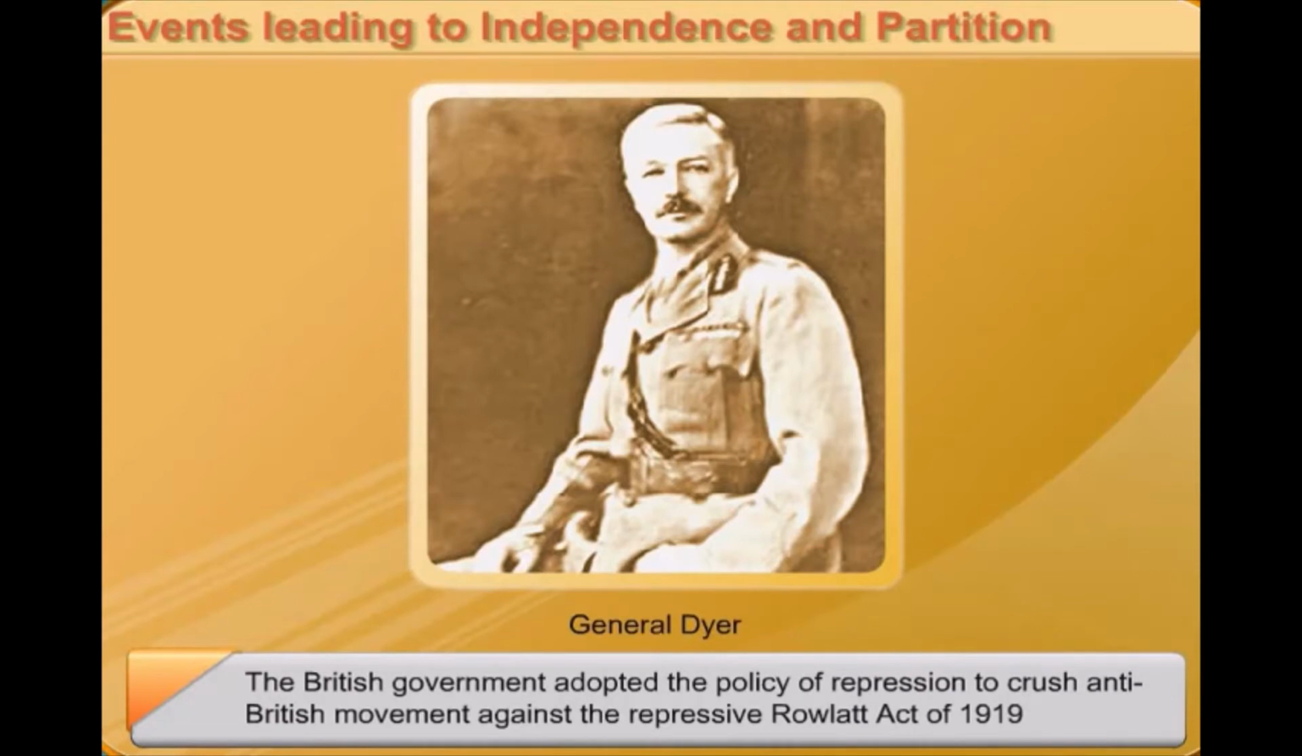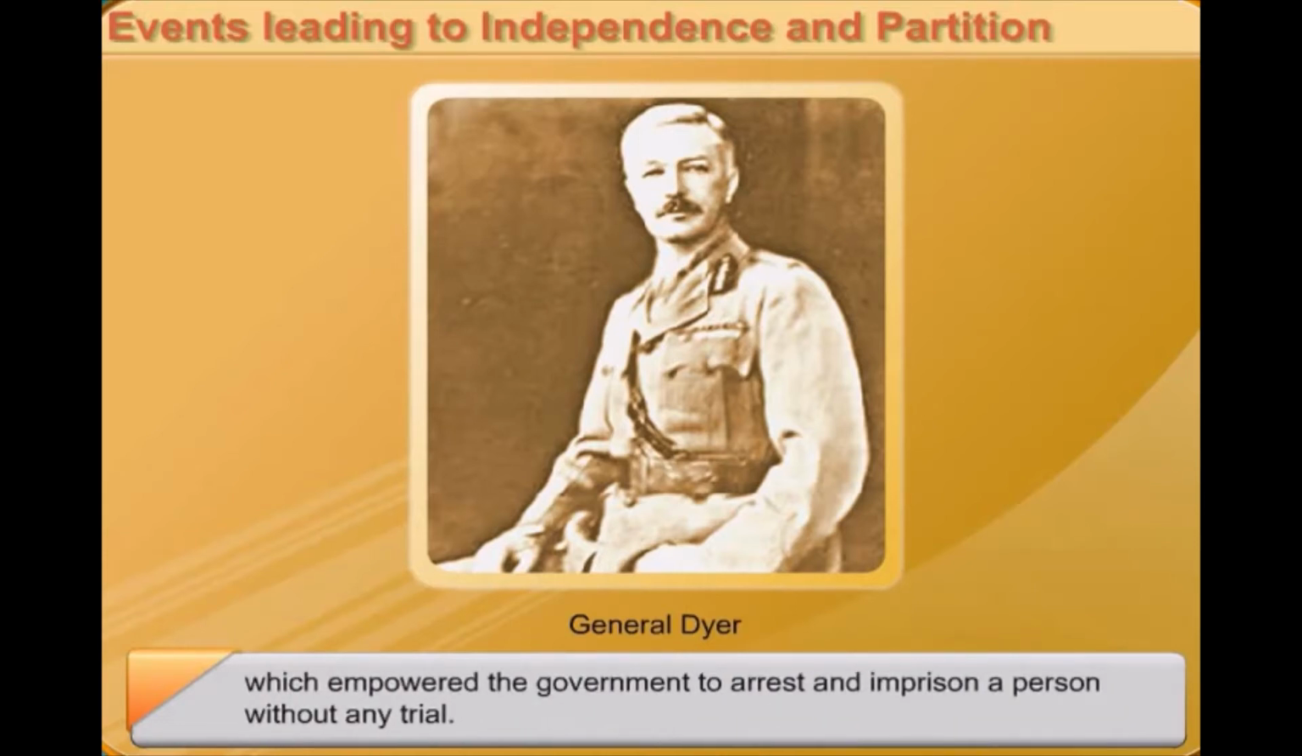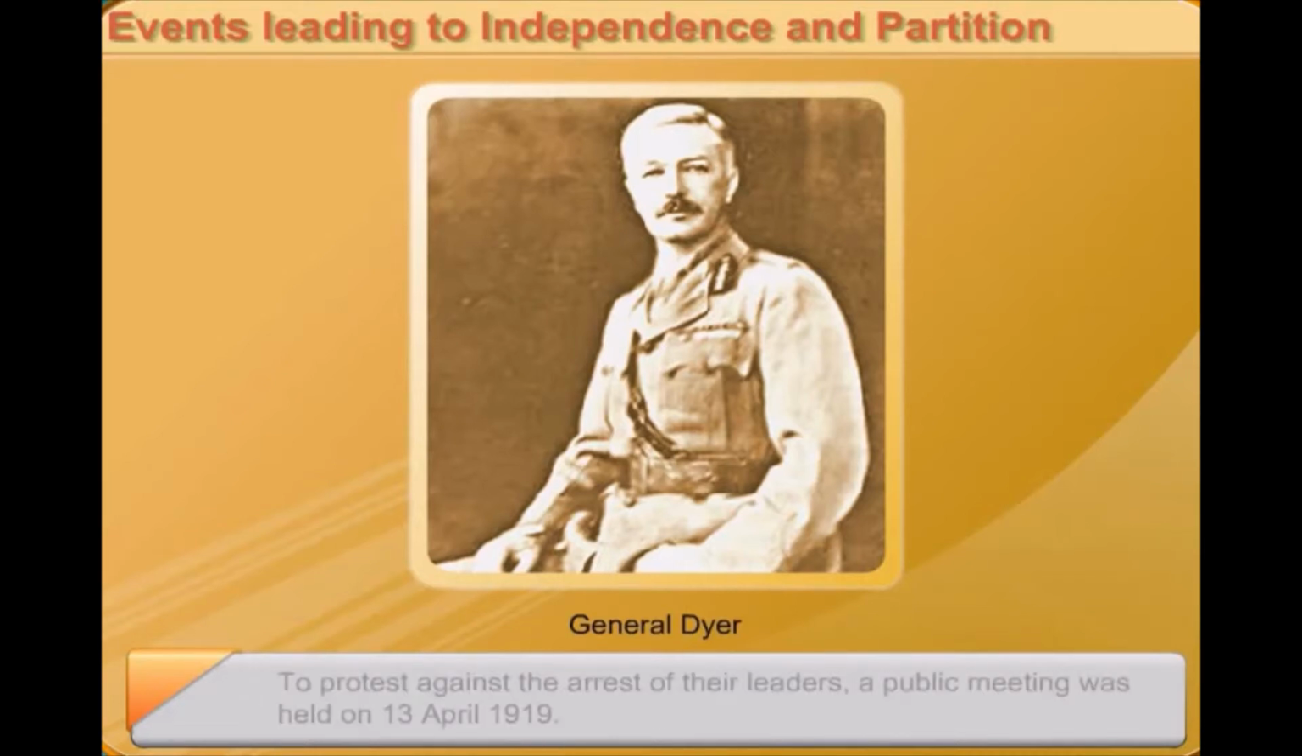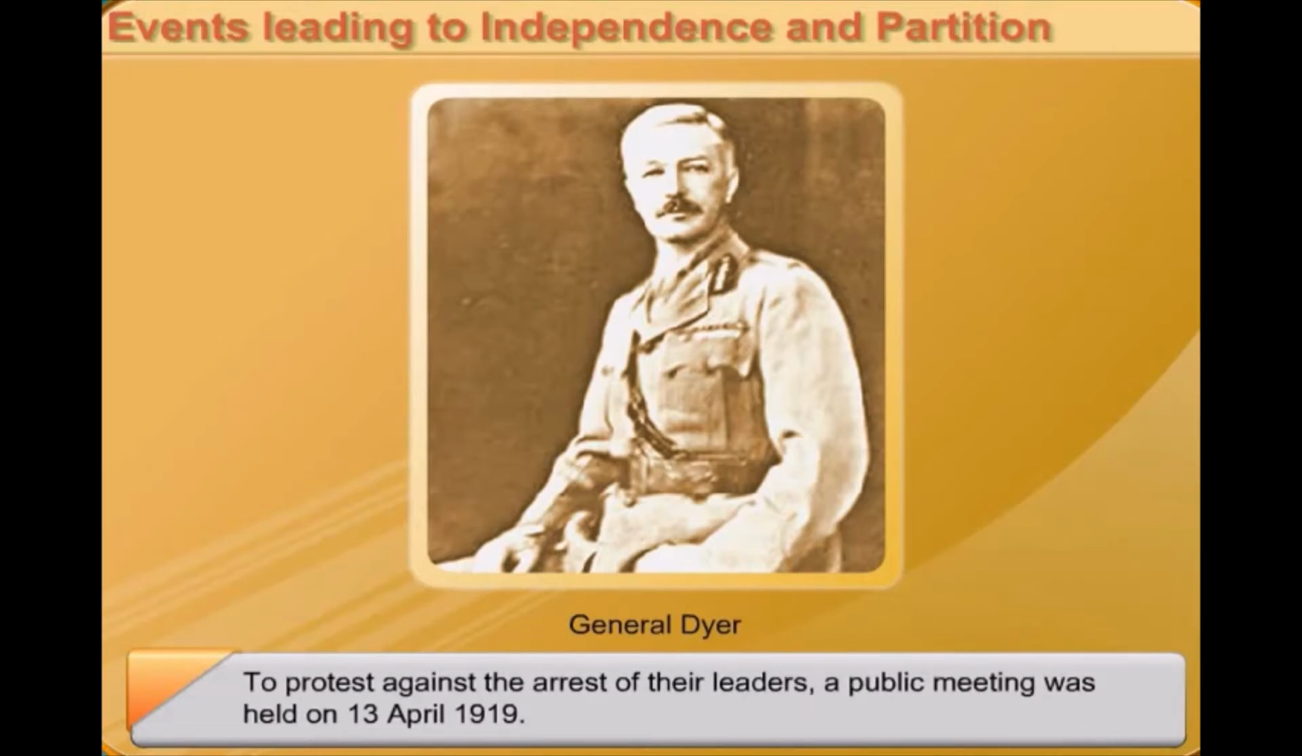The British government adopted the policy of repression to crush the anti-British movement against the repressive Rowlatt Act of 1919, which empowered the government to arrest and imprison a person without any trial. Hartals were held in some places which led to violence. Two popular nationalist leaders had been arrested in Punjab. To protest against the arrest of their leaders, a public meeting was held on 13th April 1919.